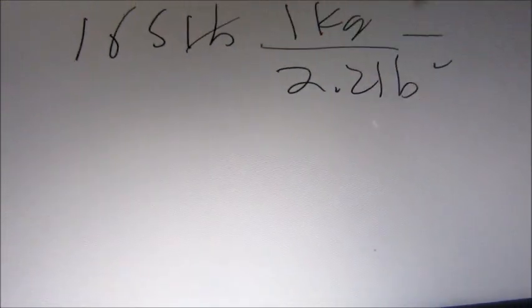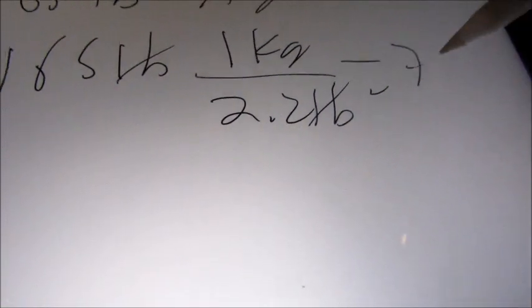So let's say that we have 165 pounds into kilograms. We can say 165 pounds. 1 kilogram is 2.2 pounds. So 1 kilogram, 2.2 pounds. Pounds are going to cancel. 165 divided by 2.2 is 75 kilograms.